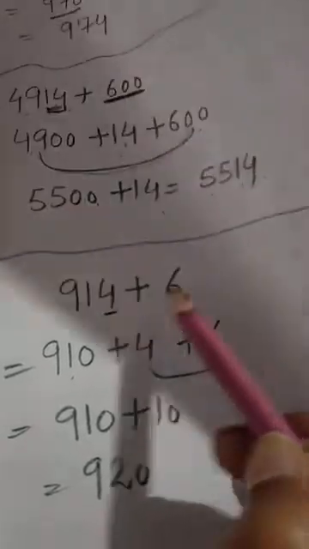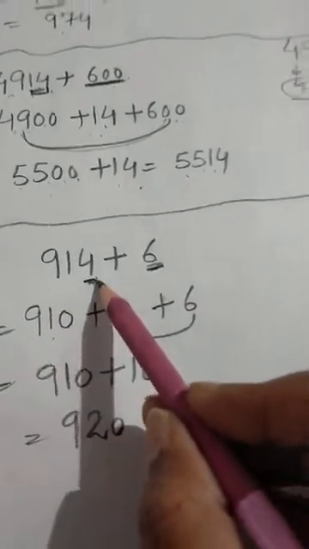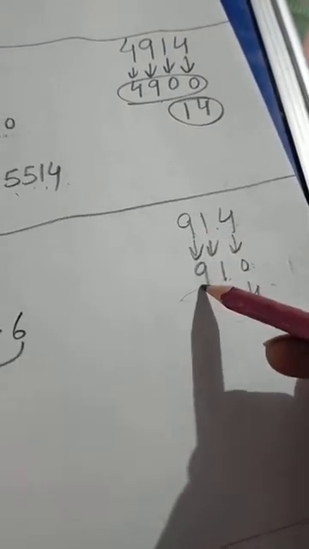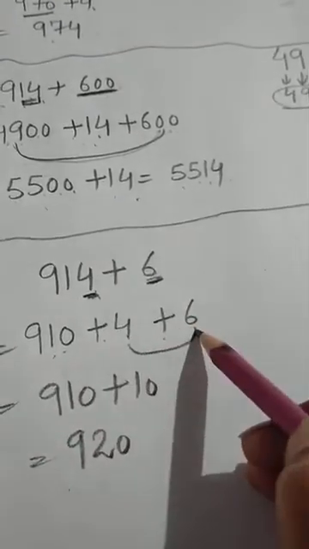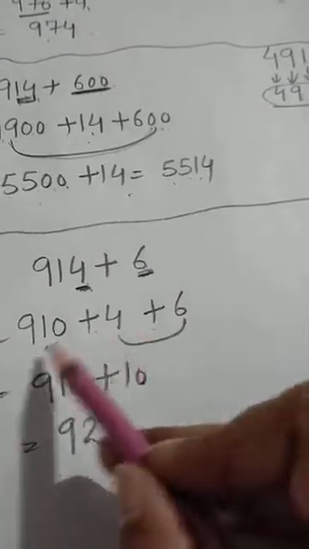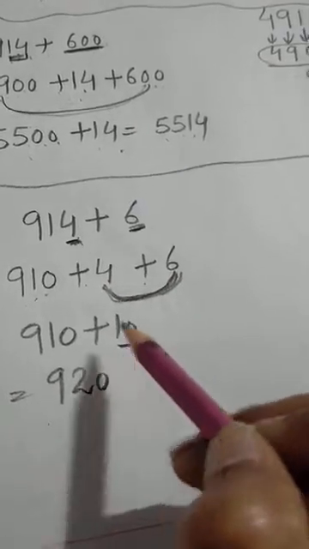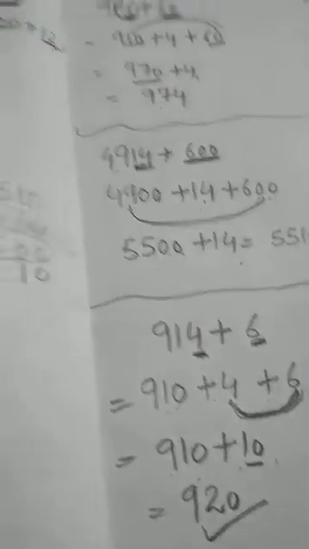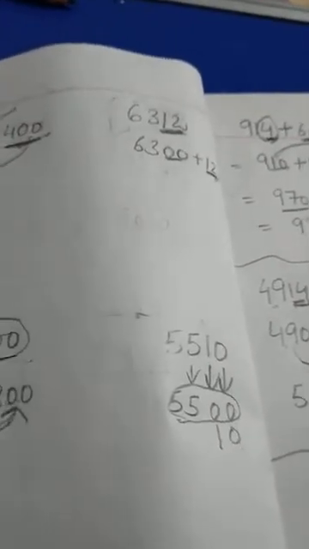Now see one more example, 914 plus 6. Here is one digit, so one digit will be made 0. 914: 4 will be broken in two parts, 0 and 4. 1 will remain 1 and 9 will remain 9. So 910 plus 4 plus 6. You can see the zeros numbers are not there, but we can add these 4 and 6. It will become 10. 910 plus 10 will become 920.